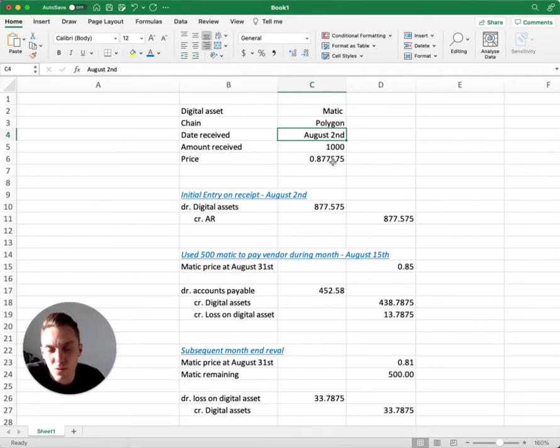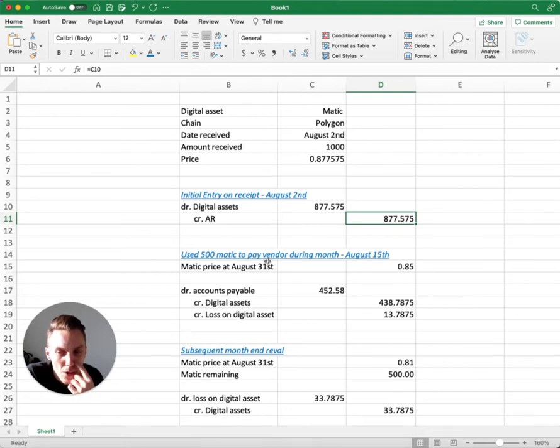Date received, we'll give an example of we had an outstanding invoice to a customer. They paid their invoice in Matic, and we received that on the 2nd. Amount received 1,000, and this was the price on the day that we received that invoice. So your initial entry is very simple. It's obviously just your amount received times your price. That's what you record your digital asset as. And here I'm just making the assumption that the AR balance is the same as what we received.